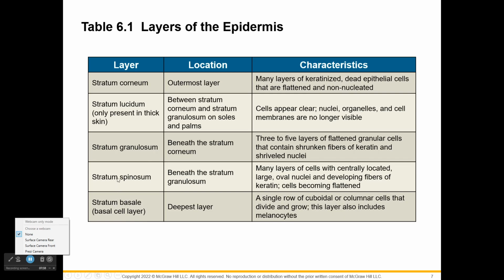And as they push cells upward, we're into what's called stratum spinosum. And so these stratum spinosum cells were not long ago stratum basale. So stratum spinosum are many layers, and they're just starting to become thick and fill with keratin.